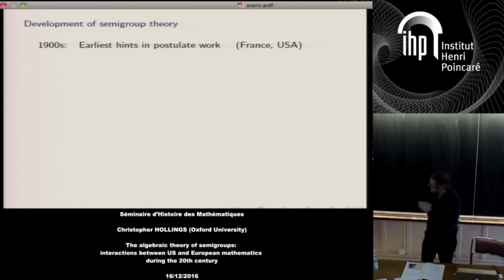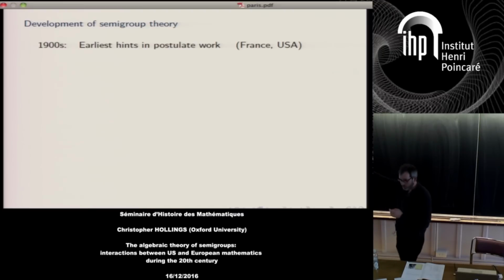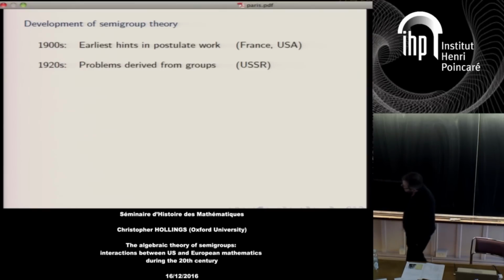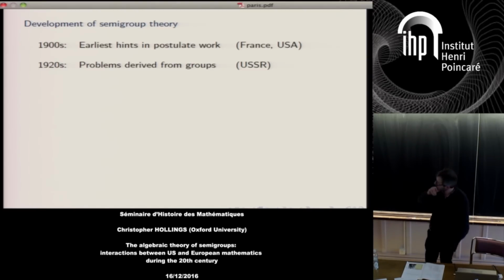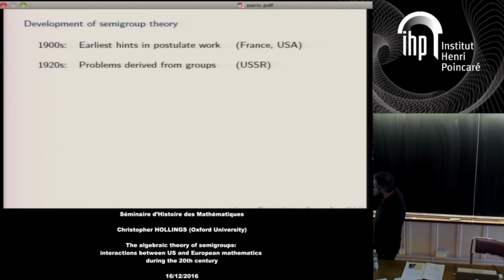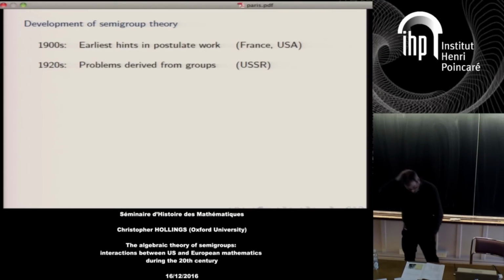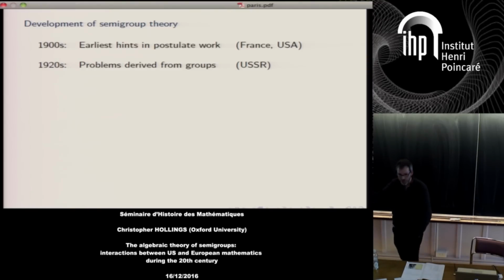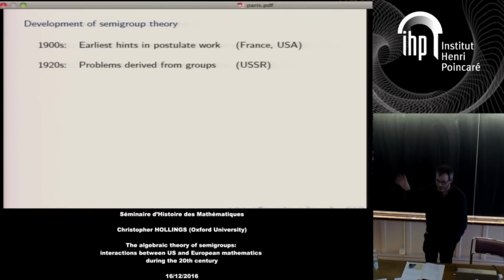So at the beginning of the 20th century, you have some early hints of definitions, certain ideas emerging in the postulate work that I just mentioned, and there is both a French and an American connection here, which I will come to shortly. Then there's a lull for about 20 years, and certain problems related to groups begin to give rise to semigroup theoretic ideas in the 1920s, mainly in the work of a Russian mathematician based in Ukraine. And I should perhaps comment at this point that the theme is European versus American mathematics, and I do count Russia as part of Europe, and Britain for that matter.